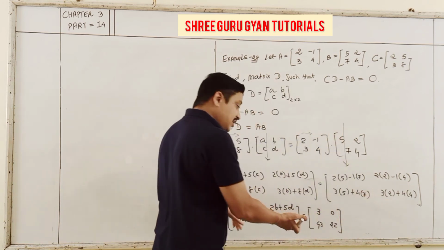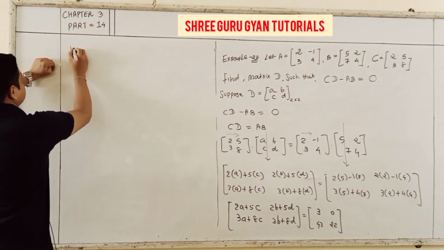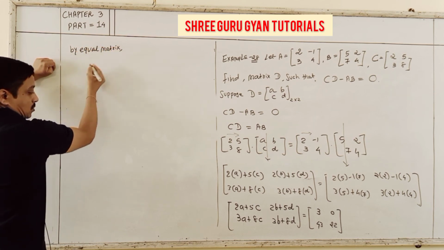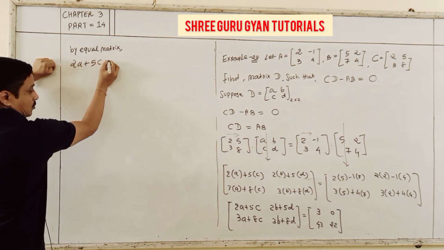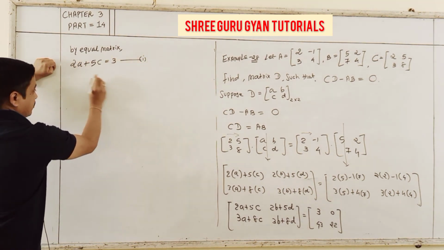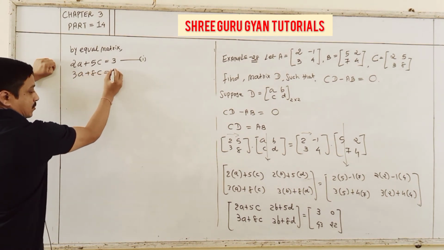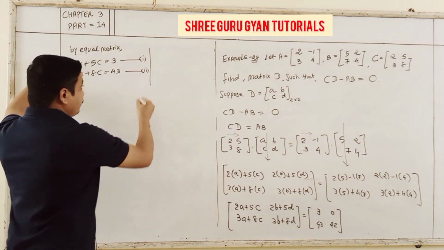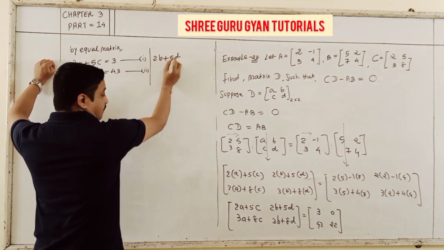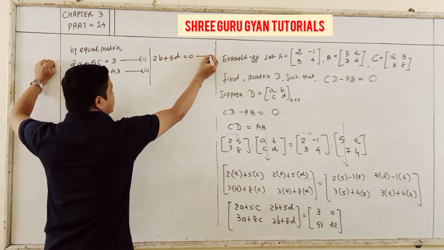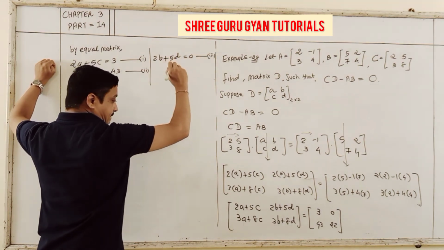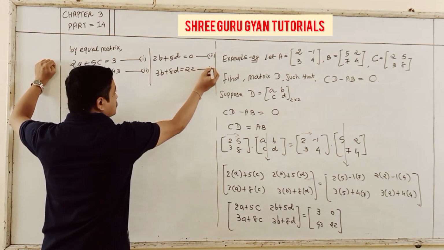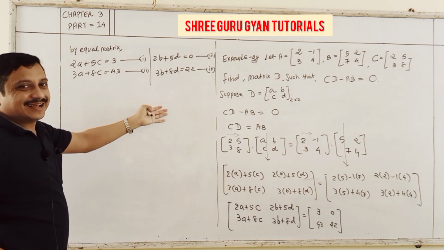Now we just make the equality. By equal matrices, 2a plus 5c equals 3, statement 1. 3a plus 8c equals 43, statement 2. And another way, 2b plus 5d is 0, statement 3. And 3b plus 8d is 22, statement 4.